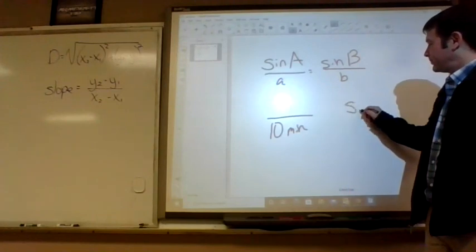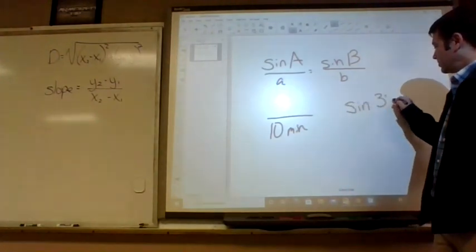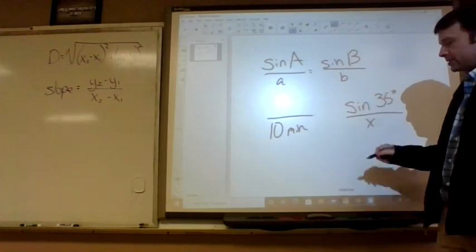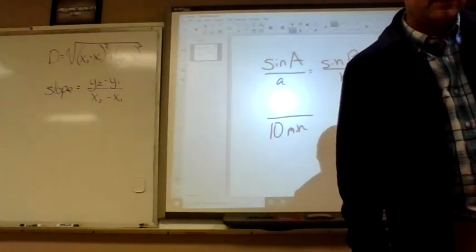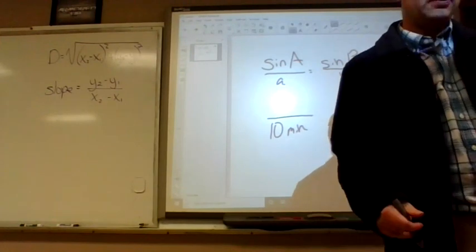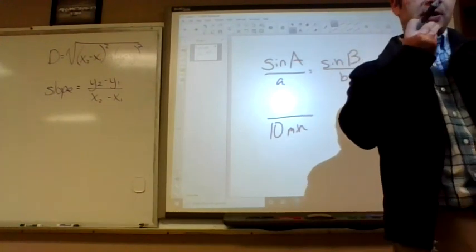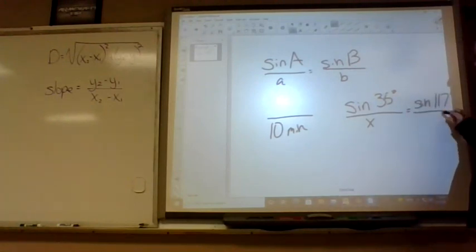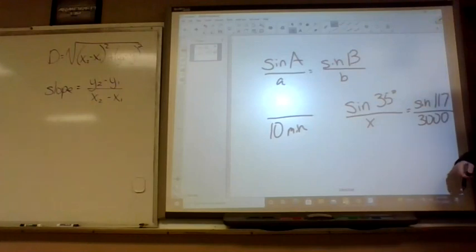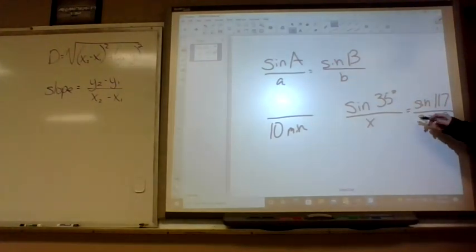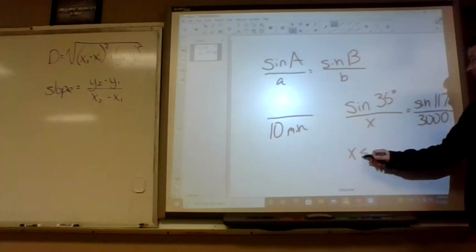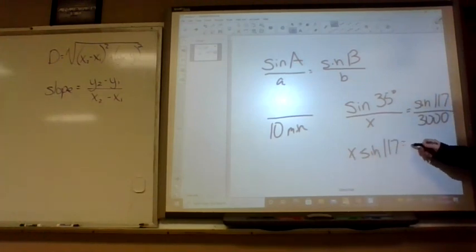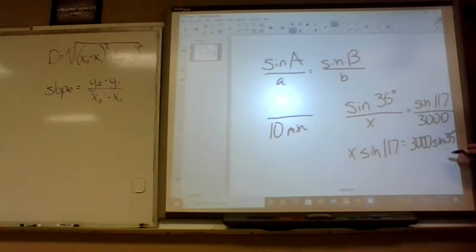Okay, so sine of 35 over x equals sine of 117 over 3,000. I'm out of breath. Okay, and then cross multiply, you guys remember how this goes. X sine of 117 equals 3,000 sine of 35. So you do 3,000 sine of 35 divided by sine of 117.